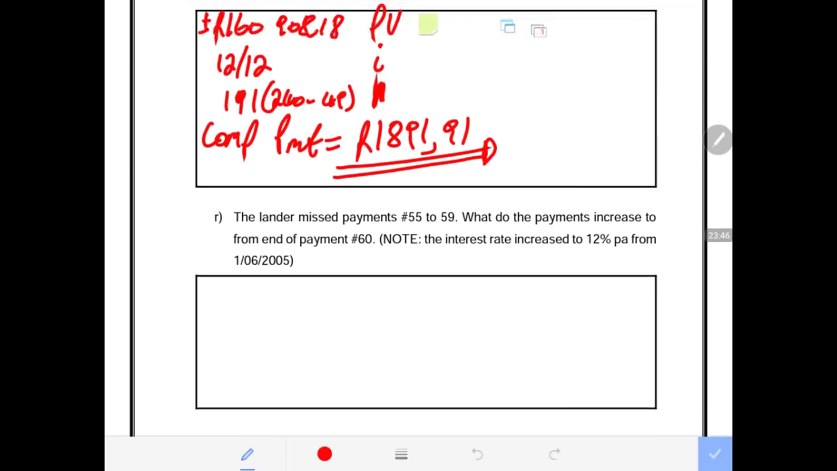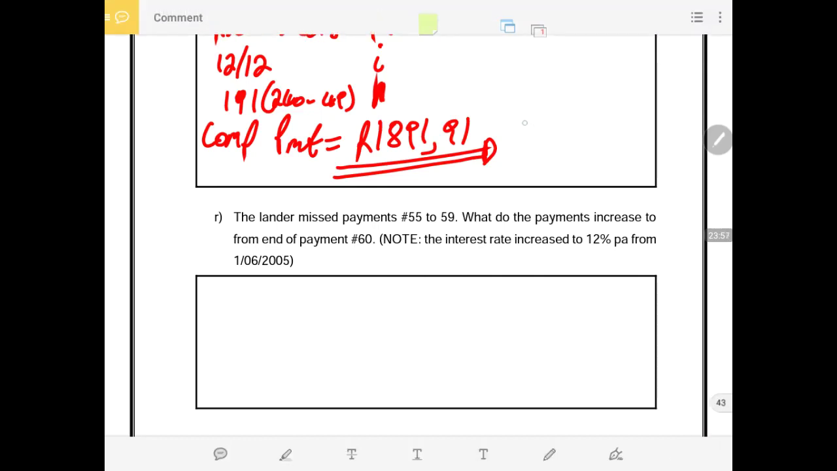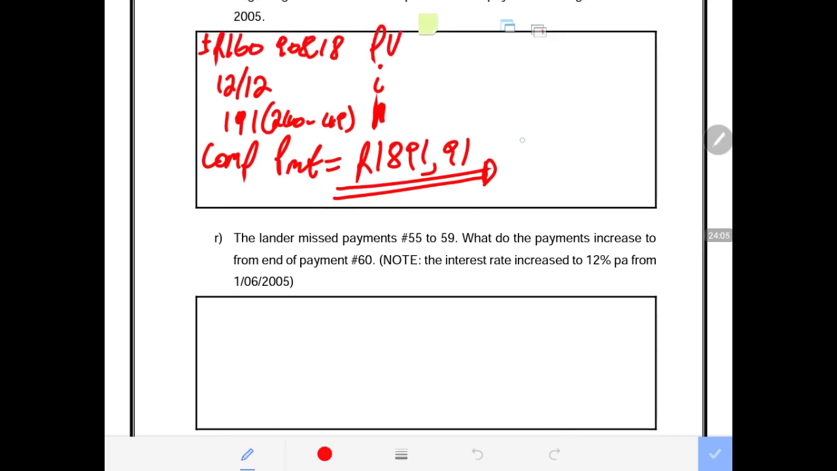Now it says the lender missed the payment number 55. Let me say it's payment number 55, but it is payment number 1 in the new interest rate. Then this is payment number 50, not 55. This is payment number 50, which is payment number 1 in the new interest rate.